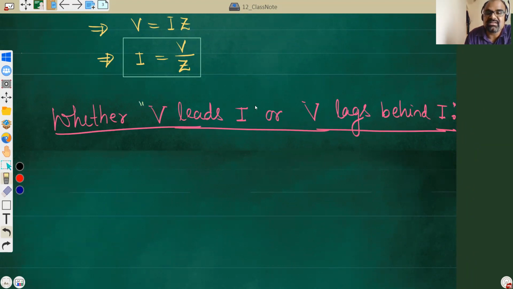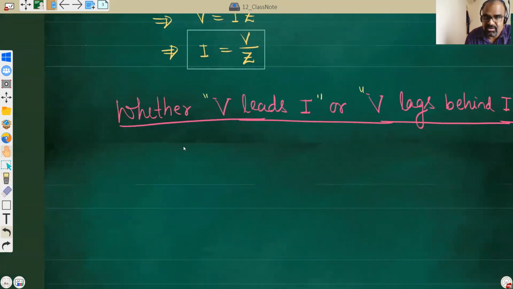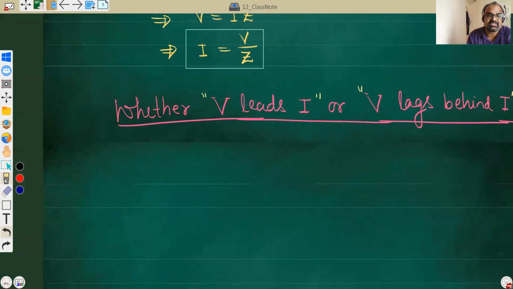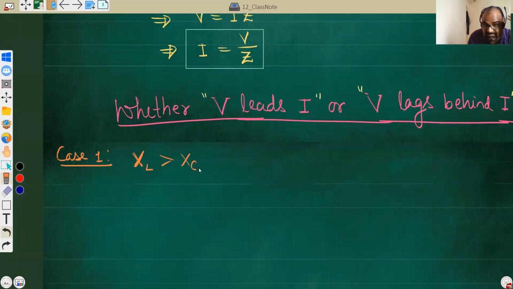Whether voltage leads current or voltage lags behind current. This is what we are going to study. So there are three cases possible. Case one. Case one is XL greater than XC.